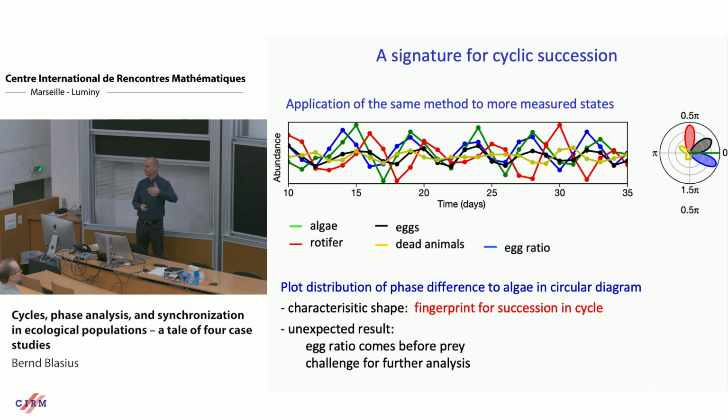Why should the egg ratio come in time before the food? But you see it also in the data, like you see the egg ratio goes up, then the algae come, then the eggs and the predator. So it's really what you also see in the data. And so we believe that if you have such a cyclic community, such a histogram could be a fingerprint for the succession. So you can analyze this also in other cyclic communities.